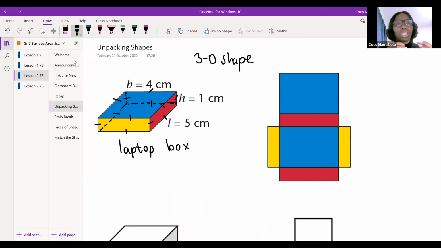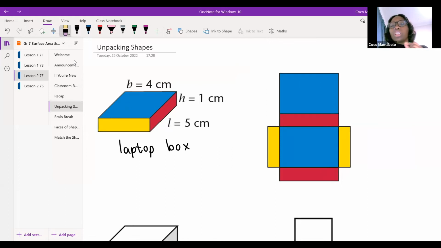And basically a 3D shape is something that you can hold in your hand. If I think of a 2D shape that I've drawn, guys, can I hold a 2D shape in my hand? No, not really. A 2D shape can't actually lift off a page. But because this is a laptop box, can I hold a 3D laptop box in my hand? Absolutely. Of course I can. I can hold that in my hand.